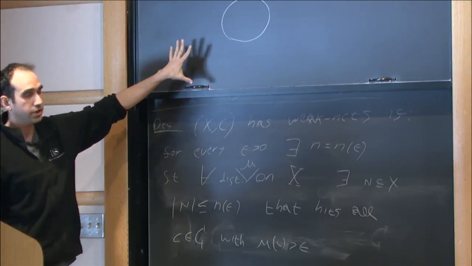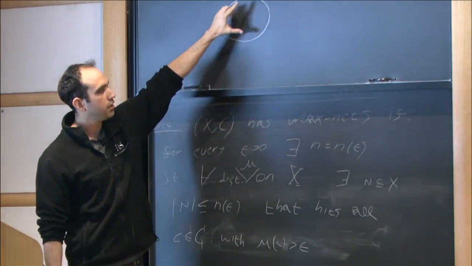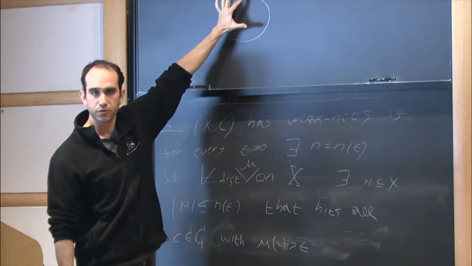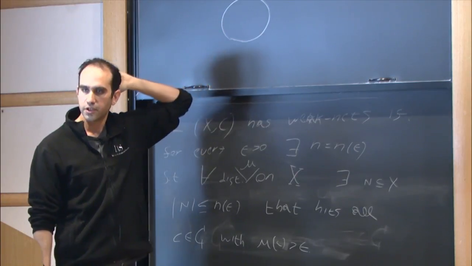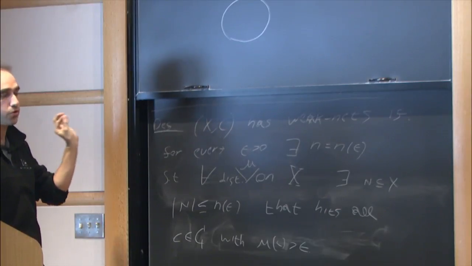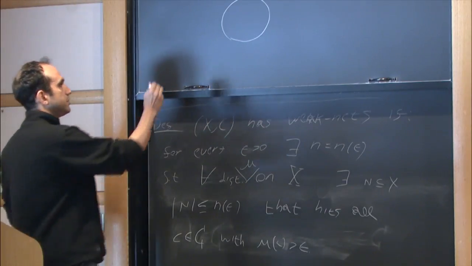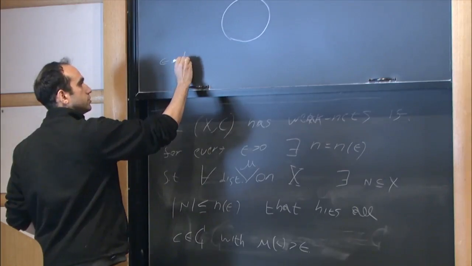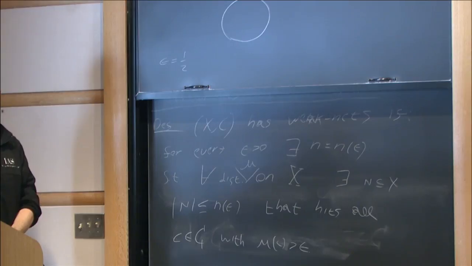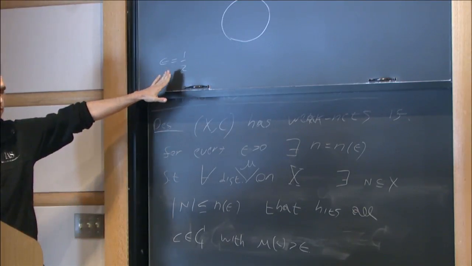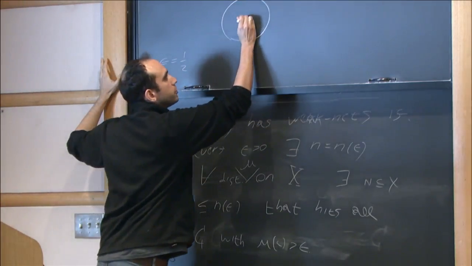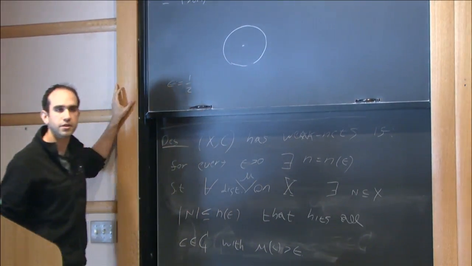So let's consider the plane R2, and this is not the disk, but the circle, right? The circle is the perimeter of the disk. So let's take the uniform distribution over the perimeter of the disk. And I want to hit all convex sets whose measure is more than 1/2. Let's just focus on epsilon equals 1/2. I claim that you take just this point in the middle and you're done.